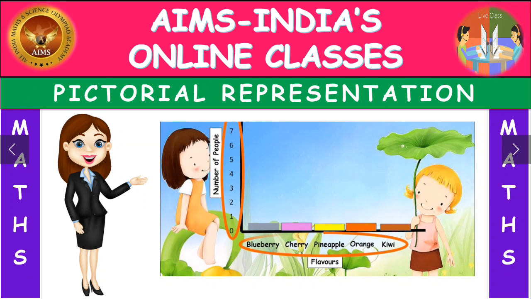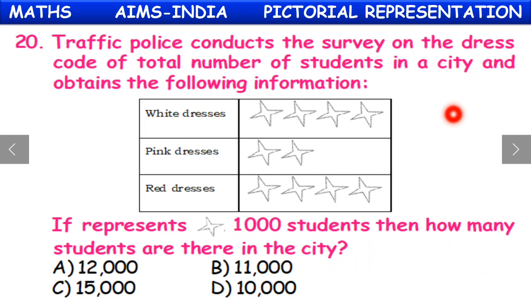So we are discussing previous year multiple choice questions from the chapter Pictorial Representation. Starting with the first question for today. Traffic police conducts a survey on the dress code of the total number of students in a city and obtains the following information. If 1 star represents 1000 students, then how many students are there in the city?